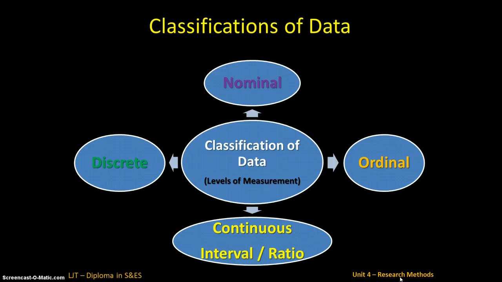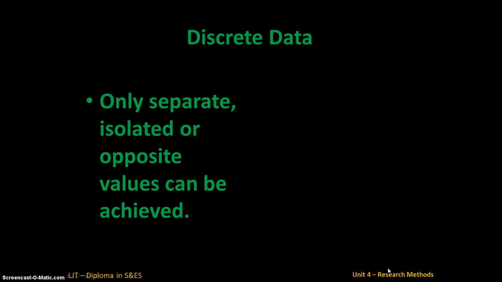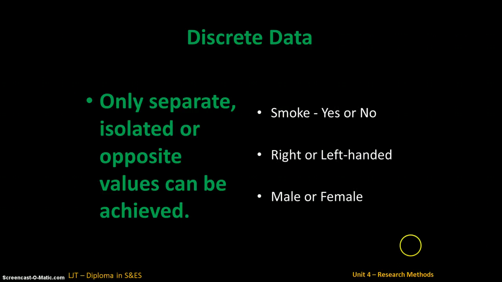So the main bit of this then, the classifications of data. There are 4, as you can see, so nominal, ordinal, discrete, continuous, and I'll go through those just now. So discrete data is when there are separate, isolated or opposite values that you have. Very simple examples of discrete data would be a closed question: do you smoke, yes or no? There's really only 2 options, this or that. Are you left or right-handed, this or that? Very isolated answers. Are you male or female, this or that?